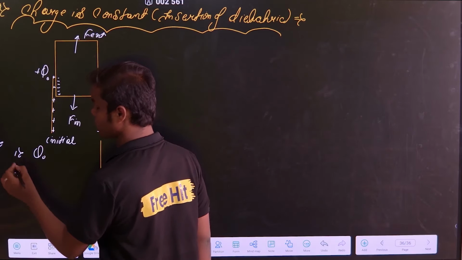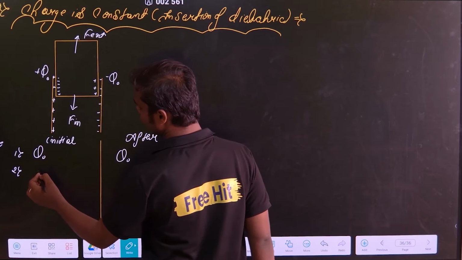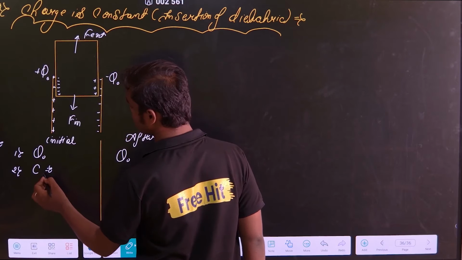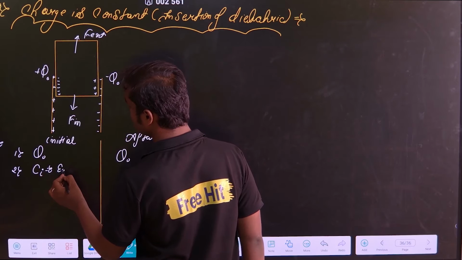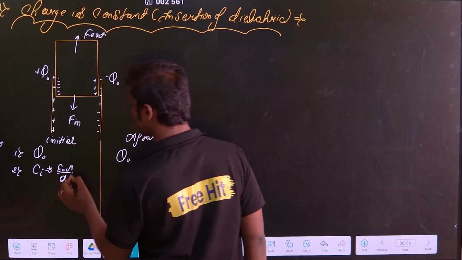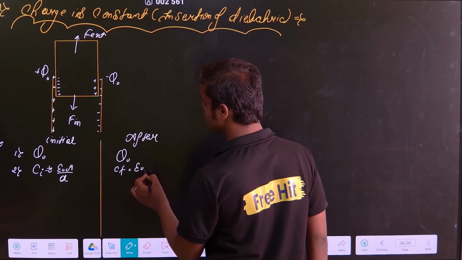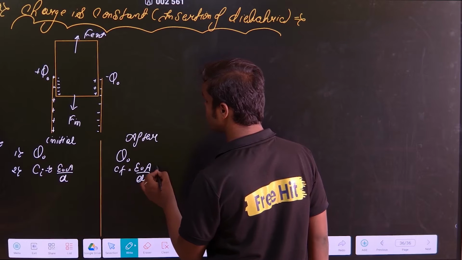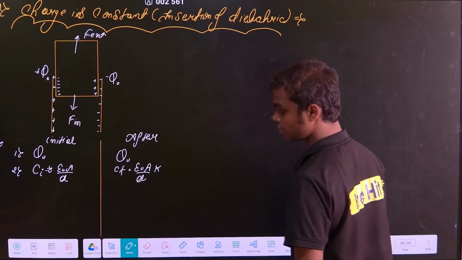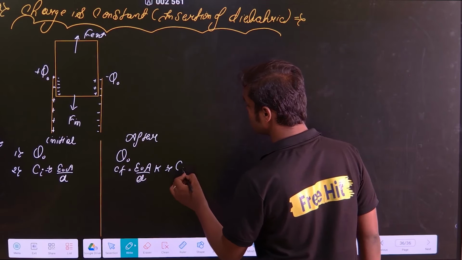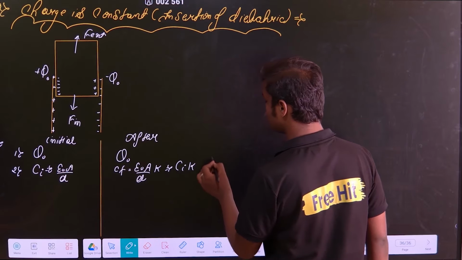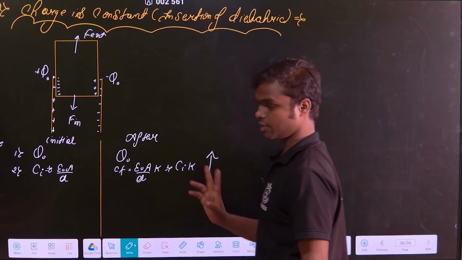Second point, capacitance. Initially the capacitance will be C initial, that is epsilon naught A by D. Now what will the final capacitance become? When the dielectric is present, it will become epsilon naught K A by D, so we can say this will become C initial into K. So the capacitance will increase.